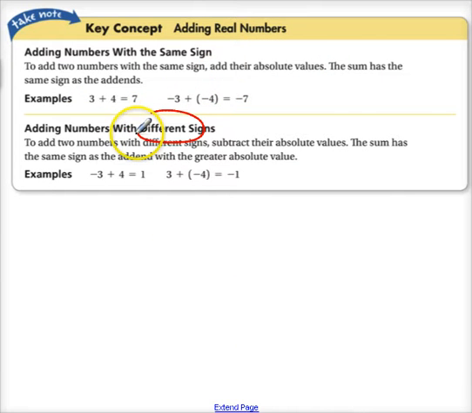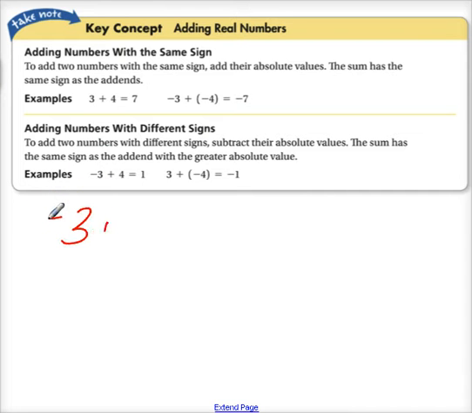Well, what if they are different signs? Then you want to subtract their absolute values. The sign for your answer at the very end is going to go based on which number had the greatest absolute value. Let me show you what I mean.